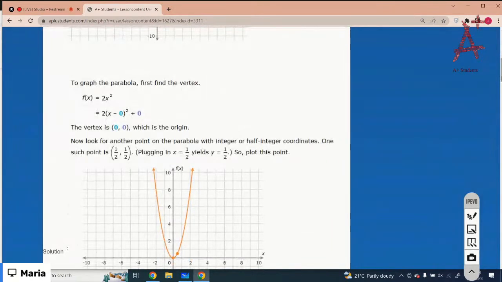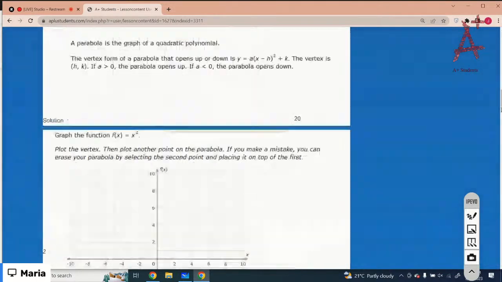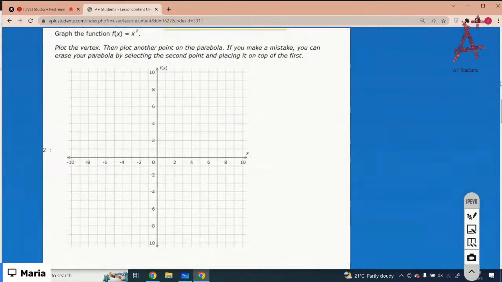Here is the graph of the parabola y equals 2x square. Got it? Let's do another example. The other example is f of x equals x square. That means the vertex of the parabola is at 0, 0. Got it?